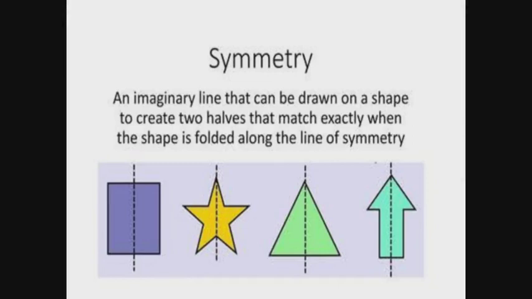Look at these shapes here: the shape of a rectangle, the shape of a star, the shape of a triangle, and the shape of an arrow. You notice the line of symmetry drawn vertically across each of them, a cut through the object through the midpoint. When they are folded, they will match each other. They will have a mirror image of each other. That is what we mean by lines of symmetry.